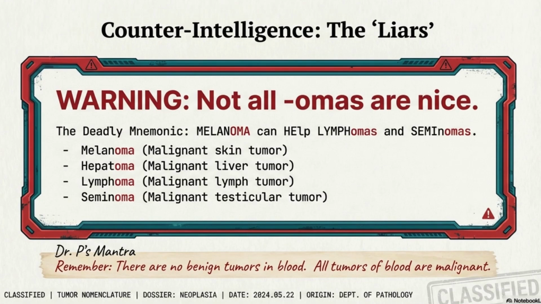Now let's see about the liar omas. Not everything ending in oma is benign. You can learn this with the mnemonic. Melanoma can help lymphomas and seminomas. Here, melanoma, hepatoma, lymphoma, and seminoma all are malignant.